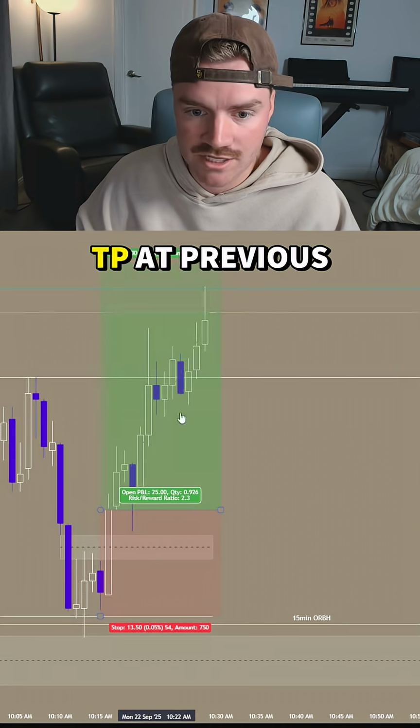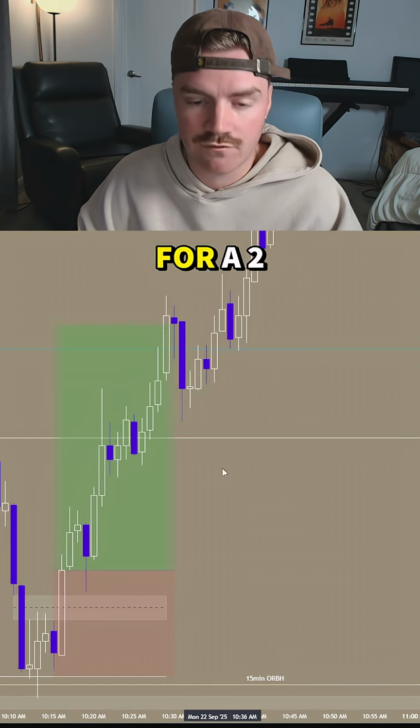We instantly run to first TP at previous day high and straight to that first standard deviation for a 2-to-1 RR trade.